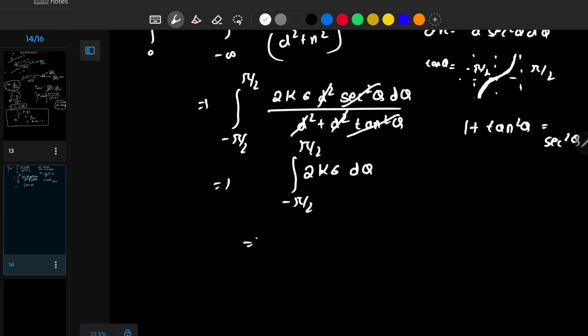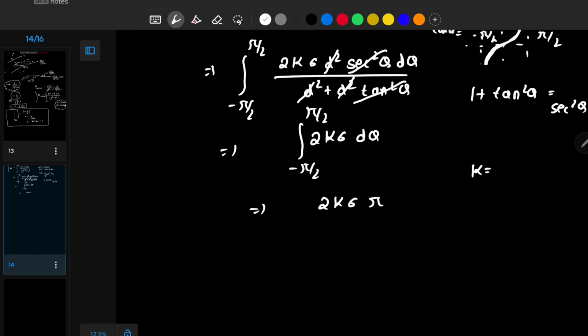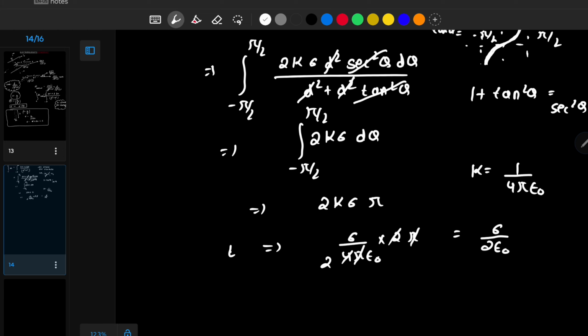The integral will give me 2kσ times pi. The value of k is 1 upon 4 pi epsilon naught. So it would be sigma upon 4 pi epsilon naught times 2 pi. So it is sigma by 2 epsilon naught. This is going to be the total electric field in the vertical direction.